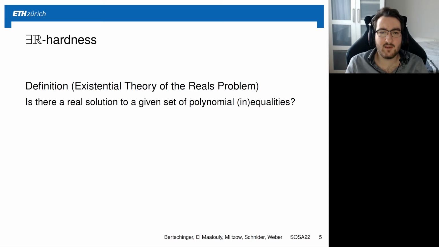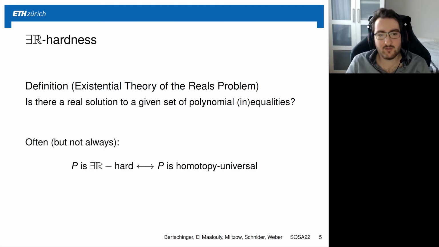And now the complexity class based on this problem is just a set of all problems that can be reduced to this ETR problem. And now, very often, it is actually the case that if a problem is hard for this complexity class, then it is also homotopy universal and vice versa. But we will actually see that this is indeed not always the case.